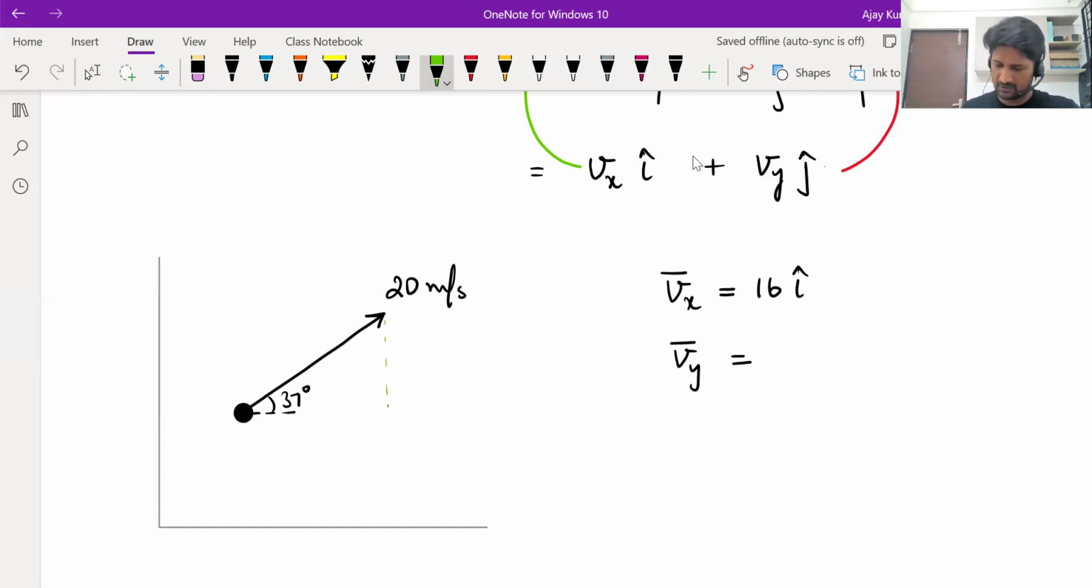3. 12 j cap. 12 j cap, correct. So it has a component 16 in one direction, 12 in the other direction.